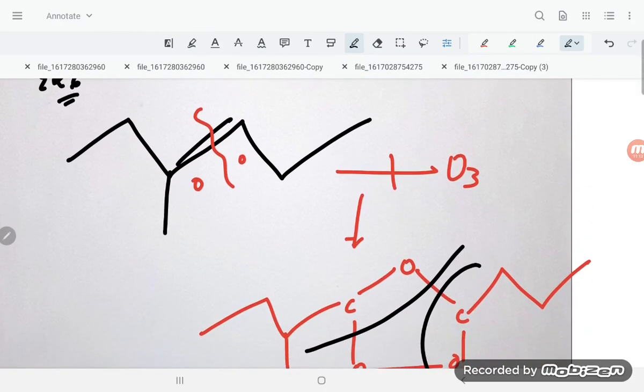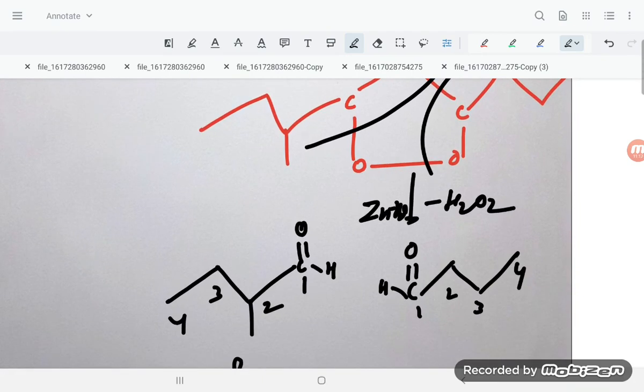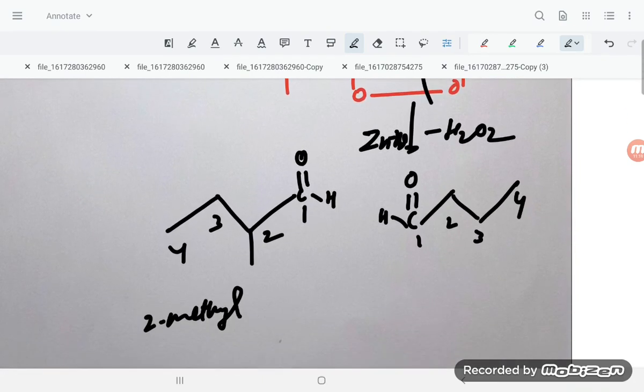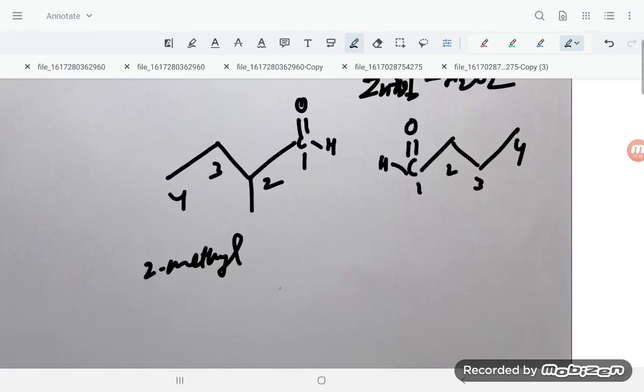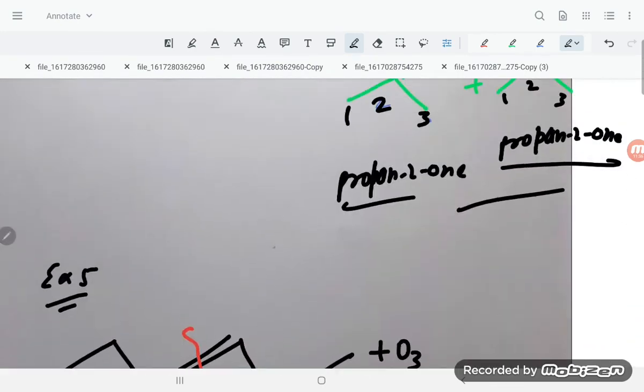And this, if you see, students, 2-methyl butanal, and here will be, it is the butanal only. So this is all about the ozonolysis product, student.